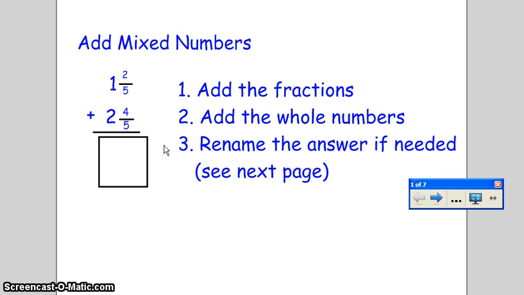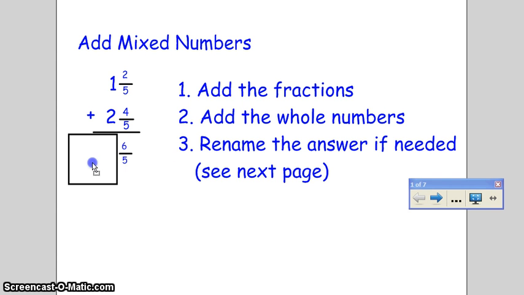All right, we're going to start by adding our fractions. 2/5 plus 4/5 is 6/5. Then we're going to add our whole numbers. 1 plus 2 is 3. But 6/5 is an improper fraction, so we need to rename it down to its simplest form.